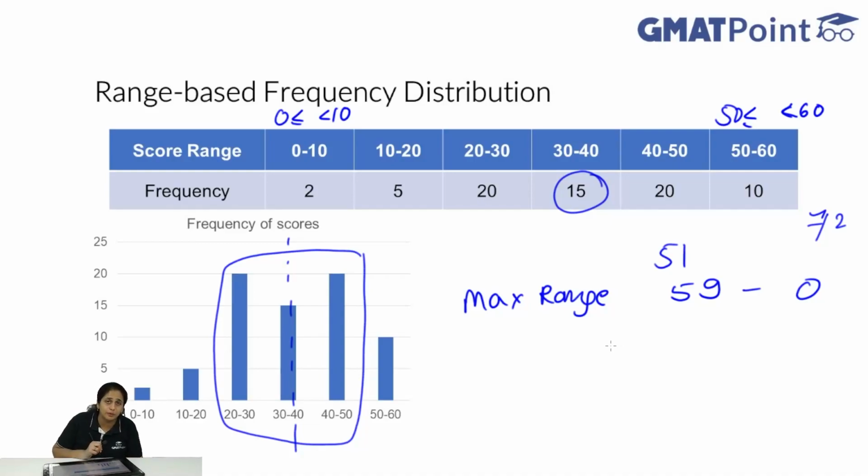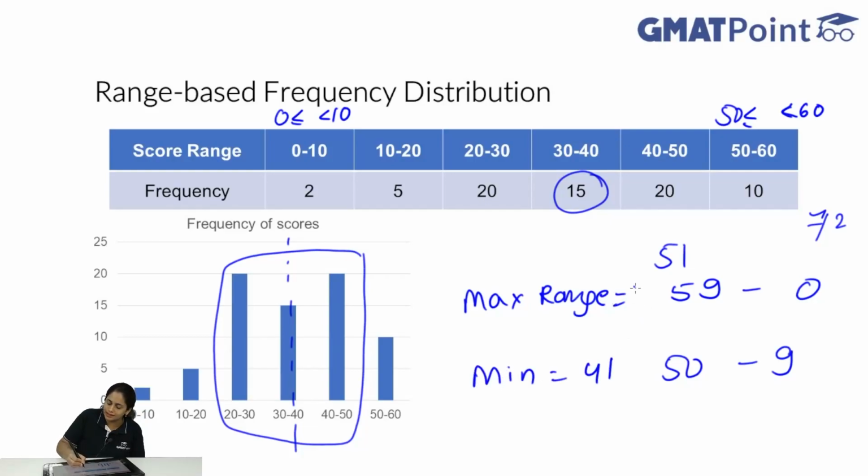What would be the least possible range? Now you have two people in 0 to 10, this has to be less than 10. So the highest possible low value would be 9. So both, suppose, get 9 marks. So the lowest value is 9. Over here, what is the least possible value in the highest range? Suppose all 10 get 50. So it would be 50 minus 9. So the min range in that case would be 41. The max range in that case would be 59.